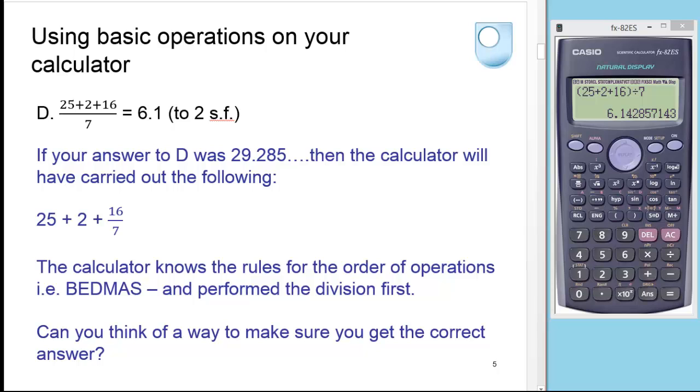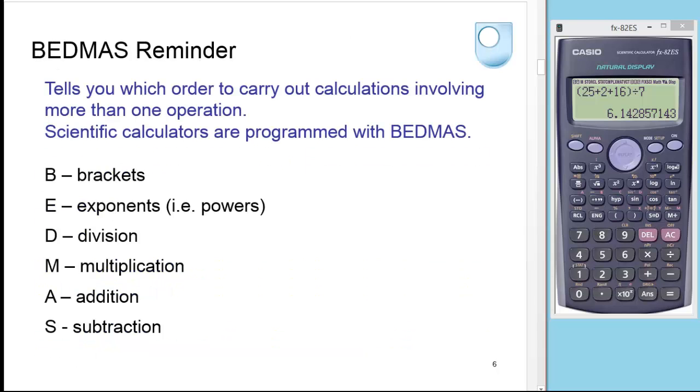So your calculator instantly knows the rules for the order of operations, which are known as BEDMAS. And here BEDMAS gives us a way of remembering what the order of operations are on the calculator. So B stands for brackets, E for exponents or powers, D for division, M for multiplication, A for addition, and S for subtraction. So there's a hierarchy of operations, so anything in the brackets is done first, that's then followed by exponents, then followed by division and multiplication, and then followed finally by addition and subtraction.